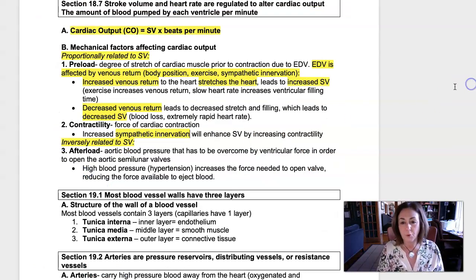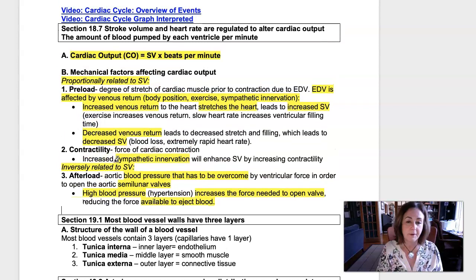And I wrote that down. So that's the one factor that's inversely related to stroke volume. So the blood pressure that has to be overcome by ventricular force in order to open the semilunar valves, and we're talking about the left side of the heart, is what's known as the afterload. So if you had high blood pressure, then that increases the force needed to open the valve, and that's going to reduce the force that's available to actually eject the blood. And so as the afterload goes up, the cardiac output goes down.